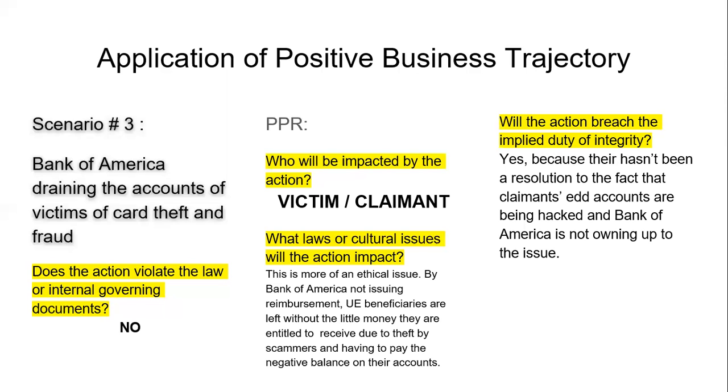And of course, there is a breach of implied duty of integrity because there hasn't been a resolution to the fact that claimants' EDD bank accounts are being hacked, and Bank of America is not owning up to the issue. And in conclusion, claimants obtaining unemployment benefits fraudulently create a barren trajectory that does not foster growth. And Bank of America needs to up their security as one of the solutions, as well as reimbursing the claimants' accounts that are being affected.